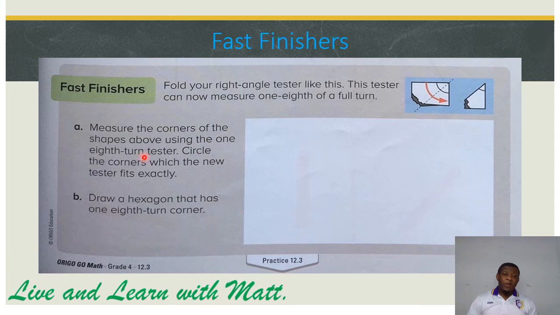Now, part A, measure the corner of the shape above using the 1/8 tester. Circle the corner which the new tester fits exactly. And then draw a hexagon that is 1/8 turn. So everybody, I want you to do this now and check with the teacher's. You will have something like this.